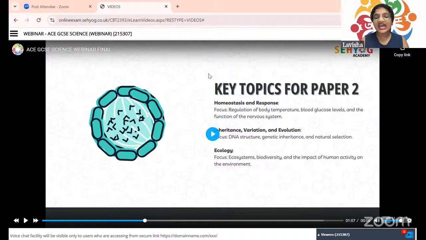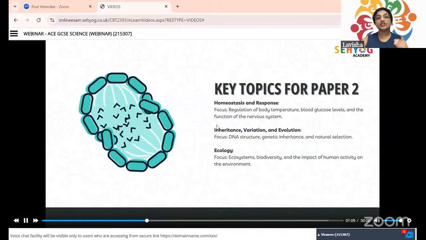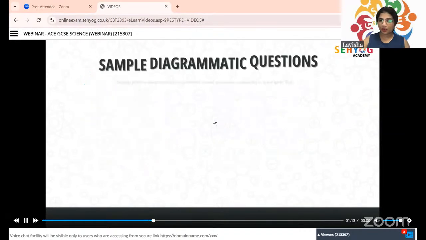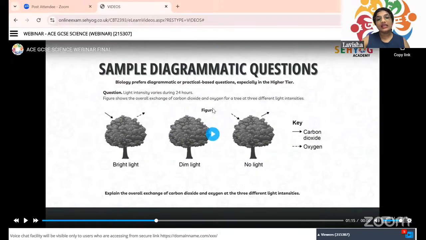Coming to the ecosystem or ecology, we will be dealing with the symbiotic relationships between humans and other organisms, how each and every animal is dependent on one another, and how exactly ecology works. So basically, here we understand the key topics prevalent in GCSE triple science in paper 1 and paper 2. Now let's try to understand how we can ace the examination.